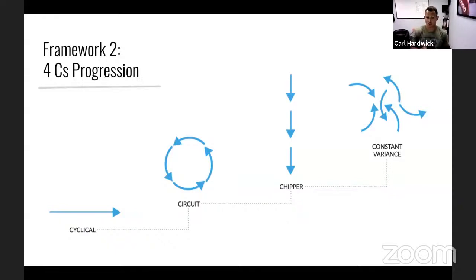And contractions are so varied. It's like the double unders felt great at the end of the piece, but they didn't feel great when they came right after the wall balls, right? So it just gives your body an opportunity to adapt to something a lot different.